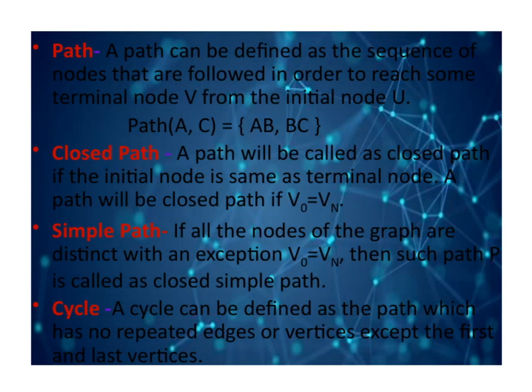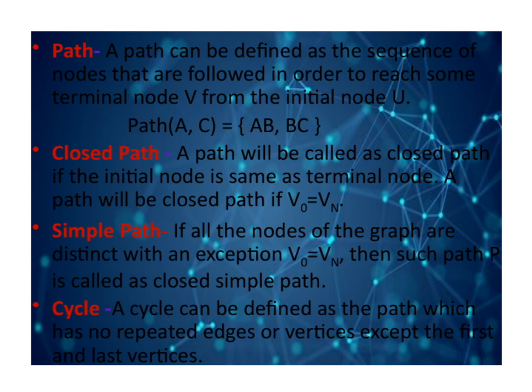Let's now talk about paths in a graph. A path can be thought of as a sequence of nodes that you follow in order to reach a specific terminal node, which we call V, starting from an initial node U, for example. If we consider path A, C, it consists of the segments AB and BC, showing the steps from node A to B, then B to C. Now, a closed path is a special kind of path where the initial node and the terminal node are the same. So, if V0 equals Vn, meaning we start and end at the same point, we have a closed path.